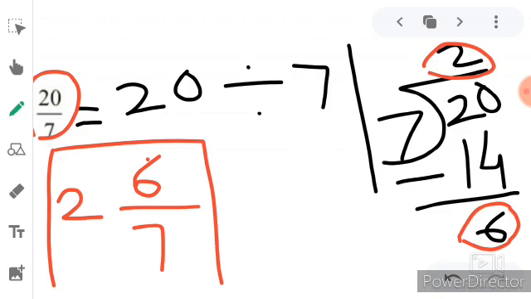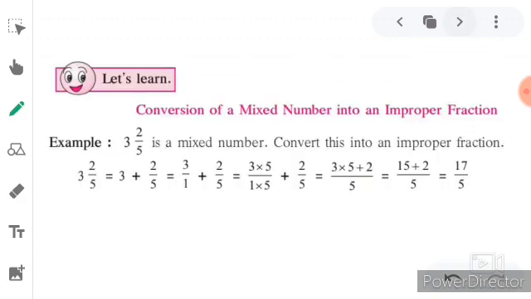Now in this video we are going to take a new topic, that is conversion of a mixed number into an improper fraction, the reverse of the first. So let's start. Here are the steps. Students, whenever you want to solve a question on conversion of a mixed number into an improper fraction, you will have to keep some steps in your mind. While solving all these problems, be focused over here.